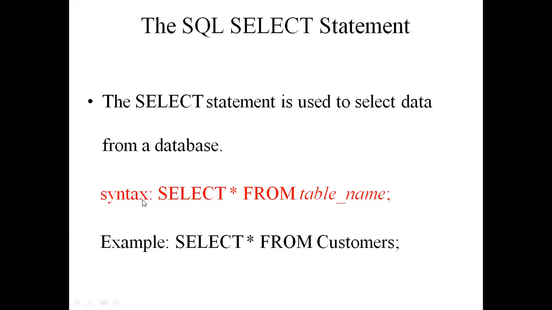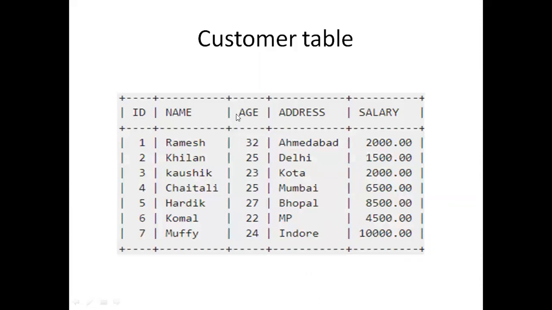Okay, so here is the syntax: select star from table name. Star indicates all rows and all columns. You have to select all rows and all columns from which table? Here, from the table called customer, which I have created just now. If I issue that command, this is the output that I get. These are the 7 records that I have inserted, with column names ID, name, age, address and salary, right?